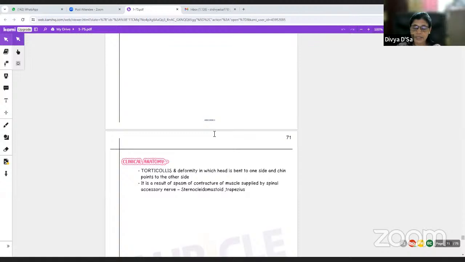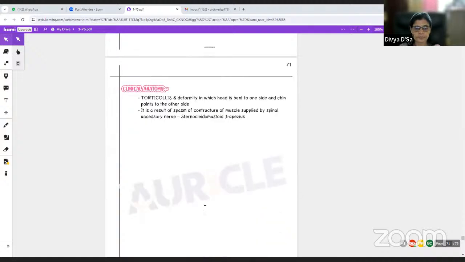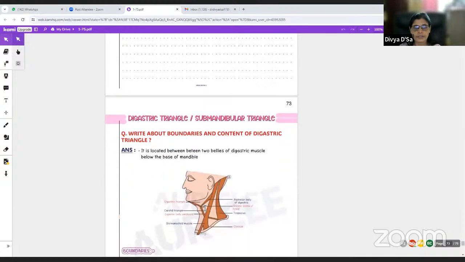So torticollis can be congenital or it can be acquired. Acquired can be because of spasm, or a wrongful position of the neck while sleeping. All those things can result in torticollis, that is acquired. In congenital, what happens is this muscle is shortened. The length of this sternocleidomastoid will be shortened, and because of that, it results in torticollis. Right.